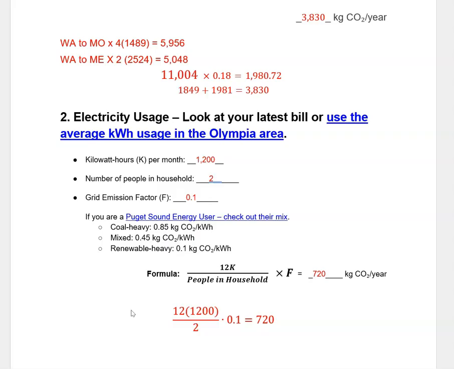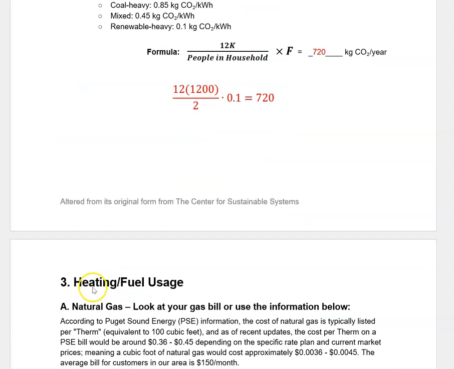You might want to ask somebody in your household, if you're not the one who's paying that bill, like, what do you think we use per month? And then make your best guess.